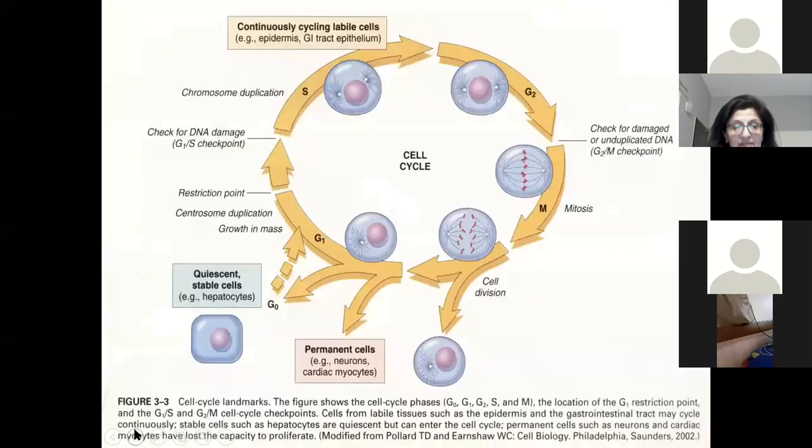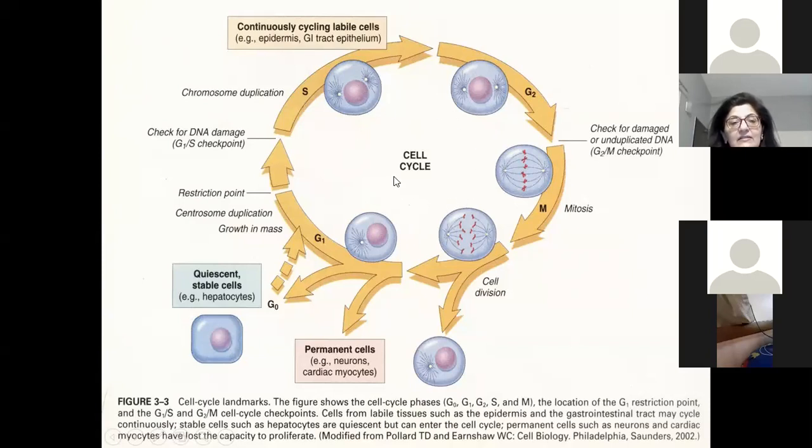this is what a cell cycle looks like, where the cells first go into the G1 phase, then there is chromosomal duplication, the S phase, then further growth of the cell in G2 phase, and then mitosis, and finally the cells divide into two. Now, the labile cells we talked about are continuously in this cell cycle.